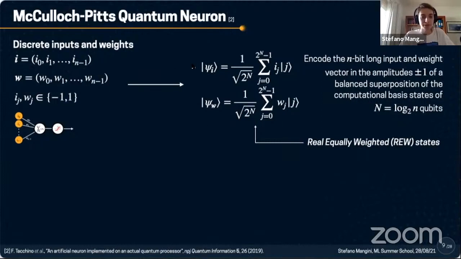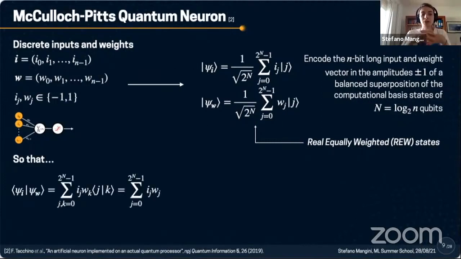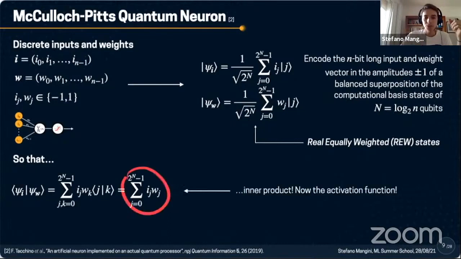So that we have these quantum states, we can, for example, try to evaluate their inner product. You see that it corresponds actually to the scalar product between the input vector and the weight vector. So we managed to reproduce the first step of the dynamics of a perceptron, which is performing the inner product of the input data and some weight data. What we need to do now is to perform some kind of non-linearity, some kind of activation function.